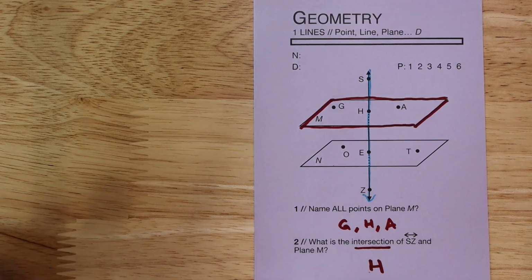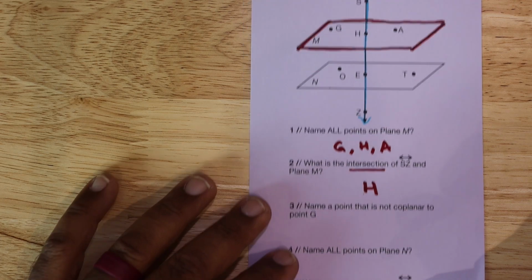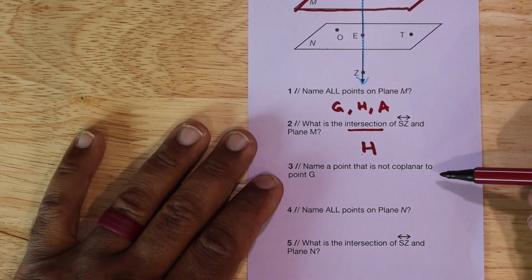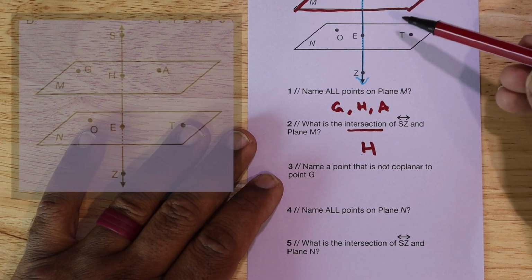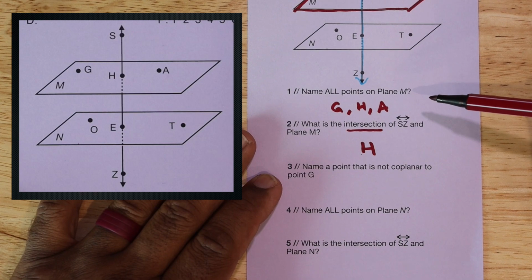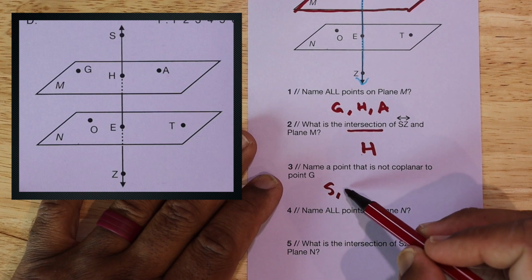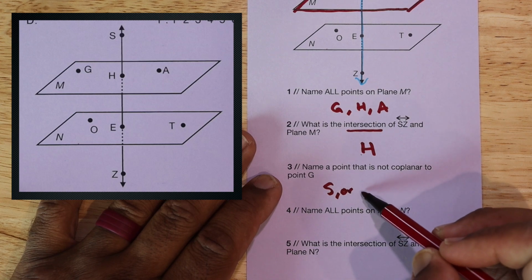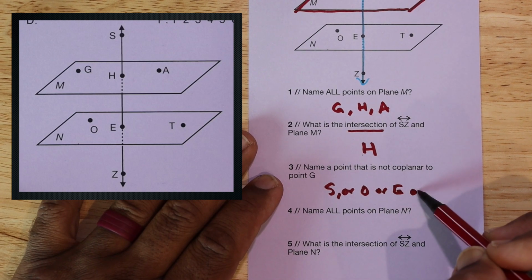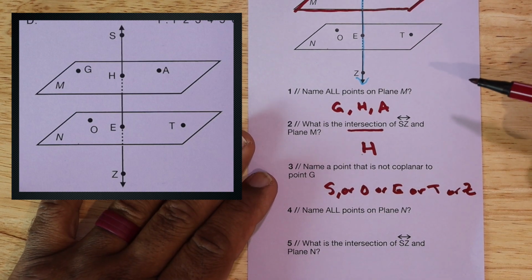Number 3, name a point that is not coplanar to point G. So G is on plane M, so pick any other point. I could pick S or O or E or T or Z. Any one of those.